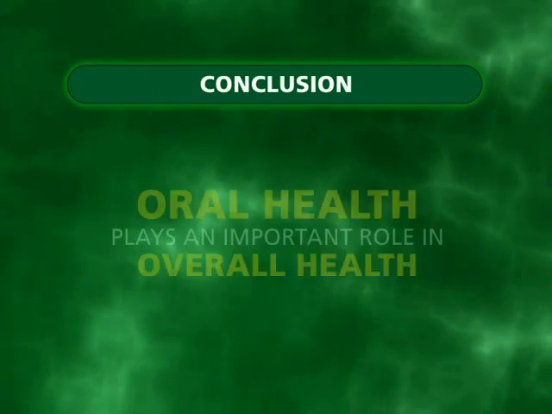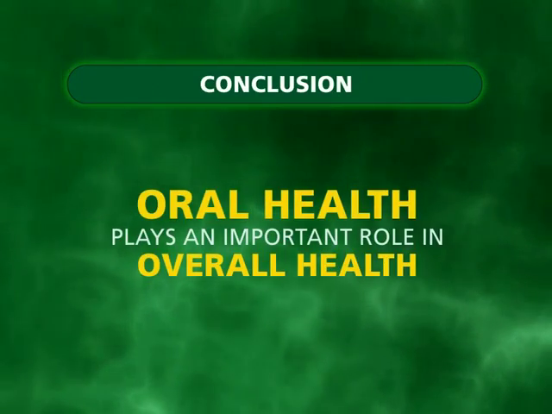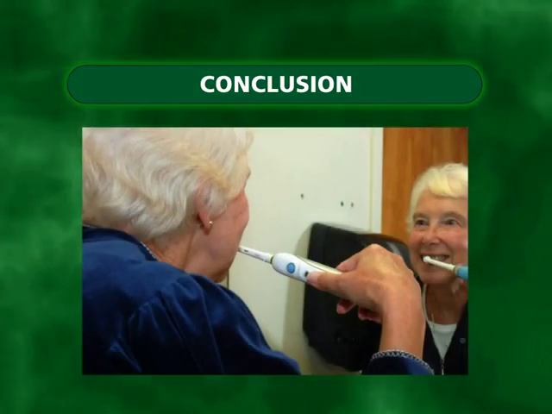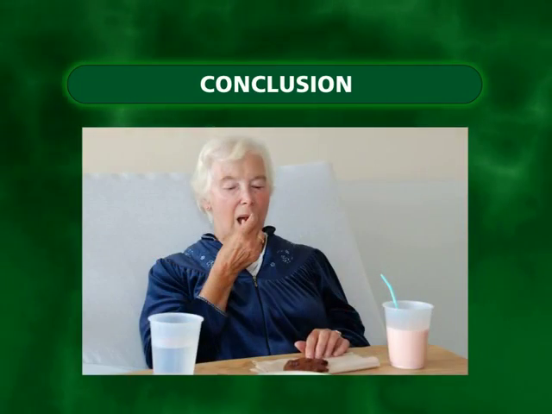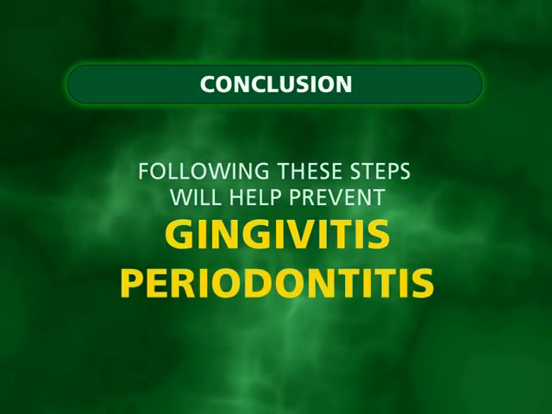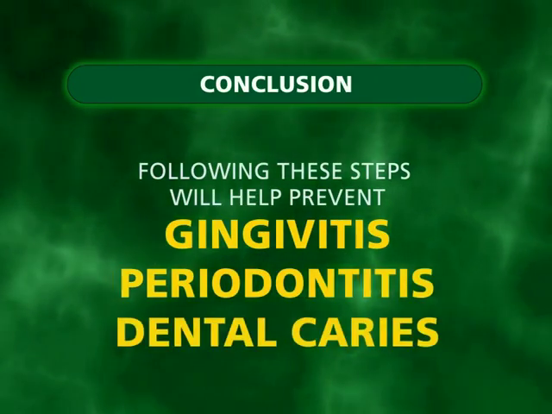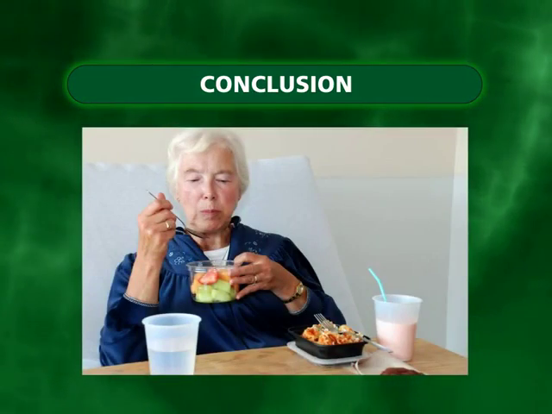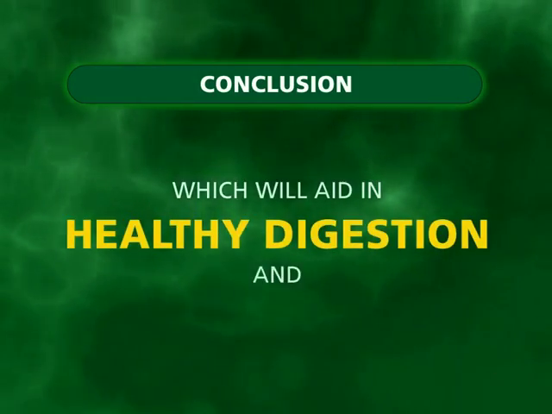Conclusion. Remember, oral health plays an important role in overall health. Proper oral care, including regular brushing and limiting sugar intake, will help prevent gingivitis, periodontitis, and dental caries. Good oral health will improve a resident's ability to chew their food, which will aid in healthy digestion and proper nutrition.